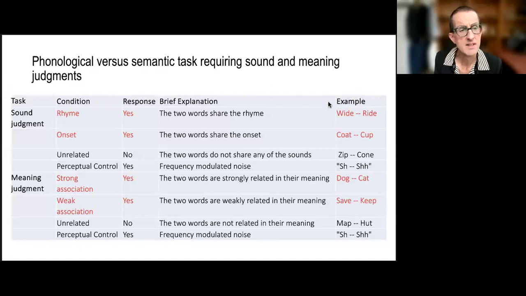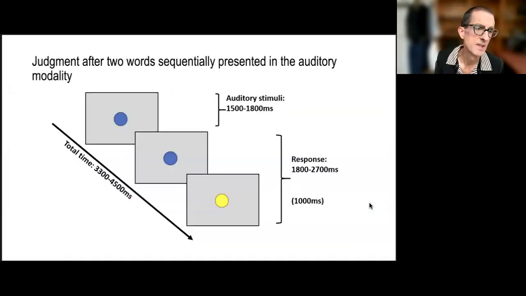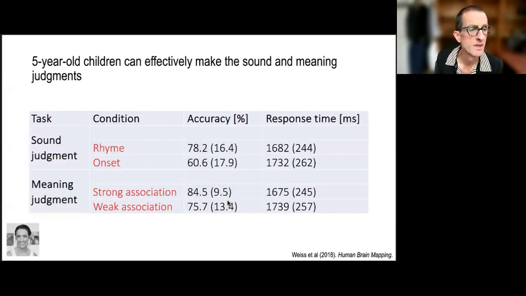The data that I'm going to talk about today focused on just the yes responses, and I give you examples of those items here. So wide and ride, coat and cup, dog and cat, save and keep. As I said, these were auditorily presented sequentially, one after the other. Here you can see a rough indication of the time. There was about a 2 to 3 second response interval in which there was a yellow circle warning the child to respond.